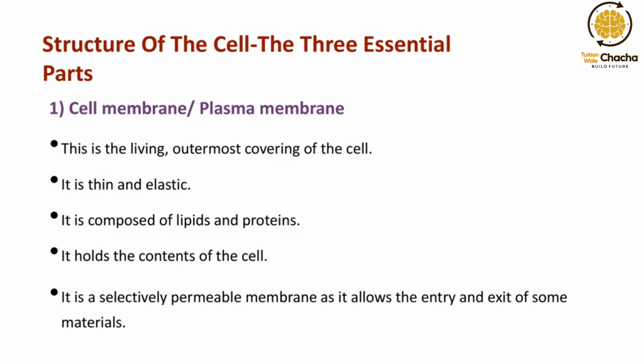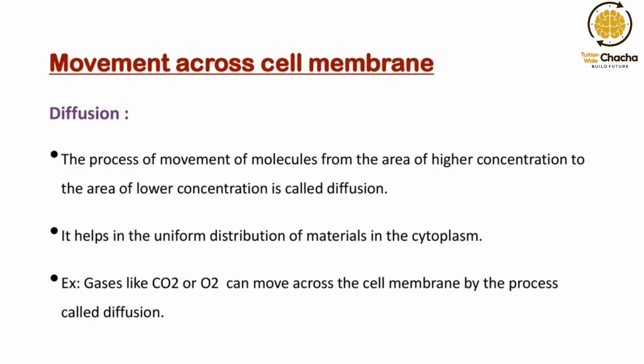Movement across cell membrane. Diffusion. The process of movement of molecules from the area of higher concentration to the area of lower concentration is called diffusion. It helps in the uniform distribution of materials in the cytoplasm. Example, gases like CO2 or O2 can move across the cell membrane by the process called diffusion.